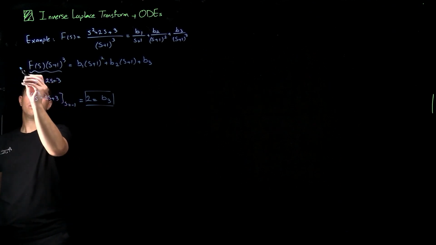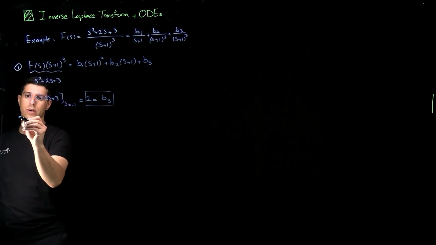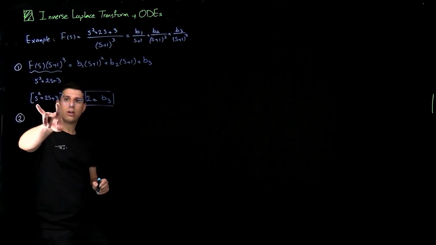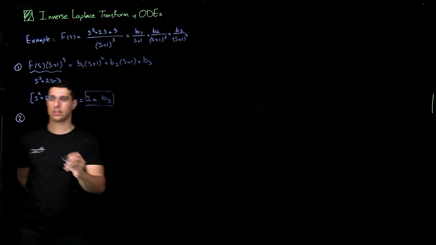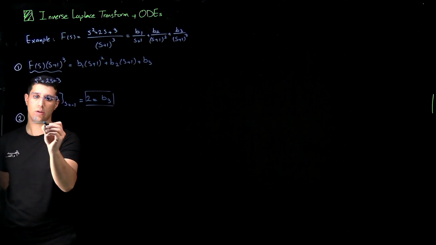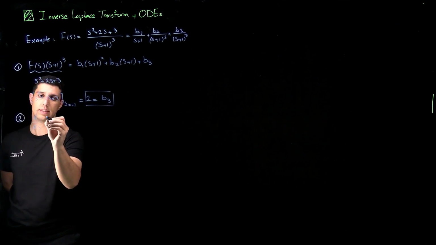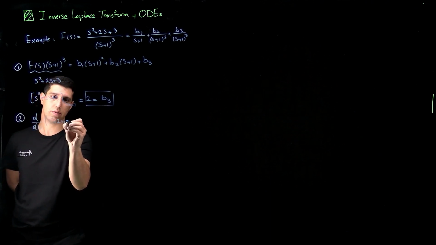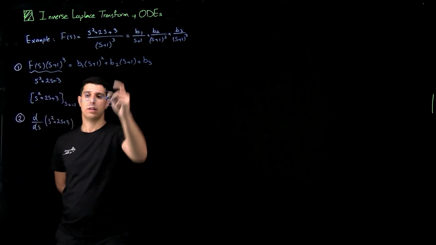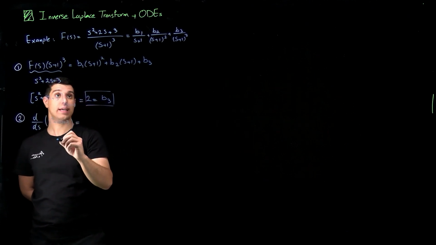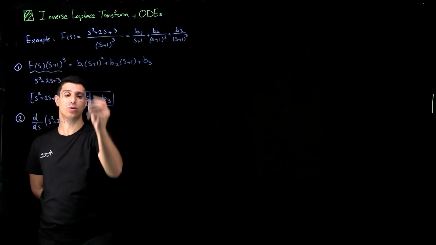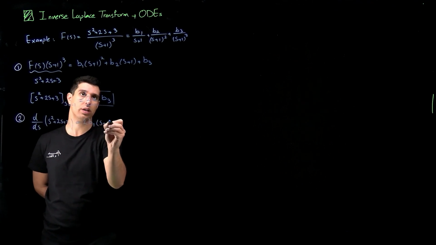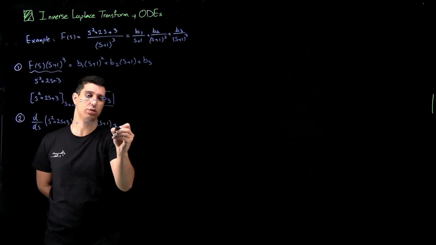Let me put numbers. Step 1, step 2. Now we take the derivative of this with respect to s. So d over ds of s squared plus 2s plus 3 equals the s derivative of the other side. So I have 2 b1 times s plus 1 plus b2.